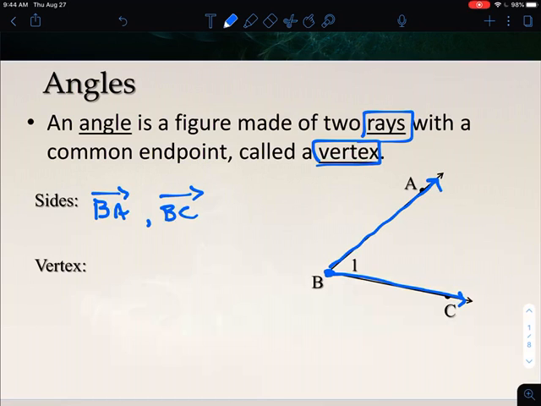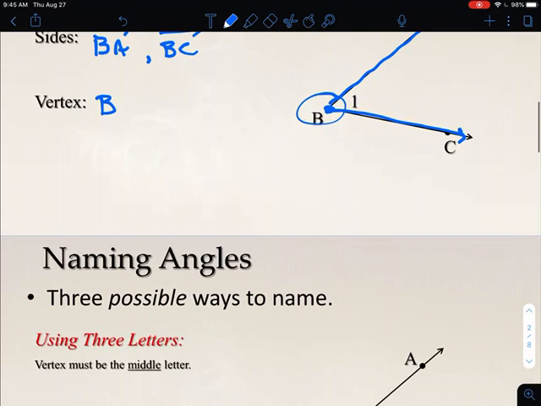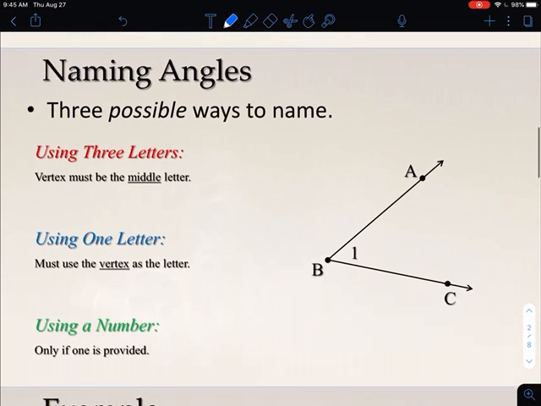The vertex is probably the most important part of the angle. That's the thing we look at the most, the thing we work with the most. It's how we use certain naming possibilities. So the vertex is that common endpoint where the two rays come together and meet. In this case, our vertex would be point B. That's going to be an extremely important thing to be able to recognize and identify in a given picture as we get more and more complicated and add more and more rays to our problems.